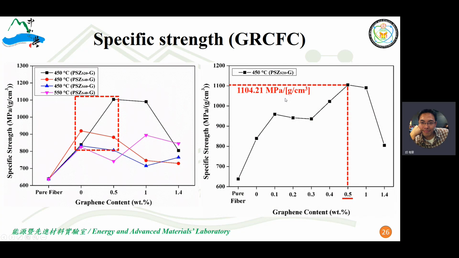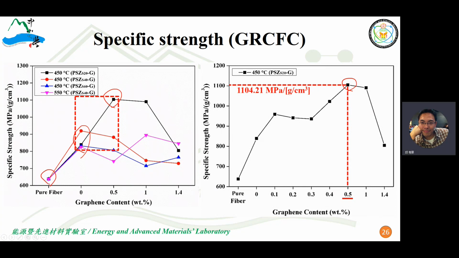And also compare the specific strength with graphene content. You can see the graphene content extremely enhances the specific strength. This is the pure fiber, this is the zero without any graphene, and it's 0.5 graphene. Therefore the graphene content of about 0.5 weight% gives the highest specific strength.